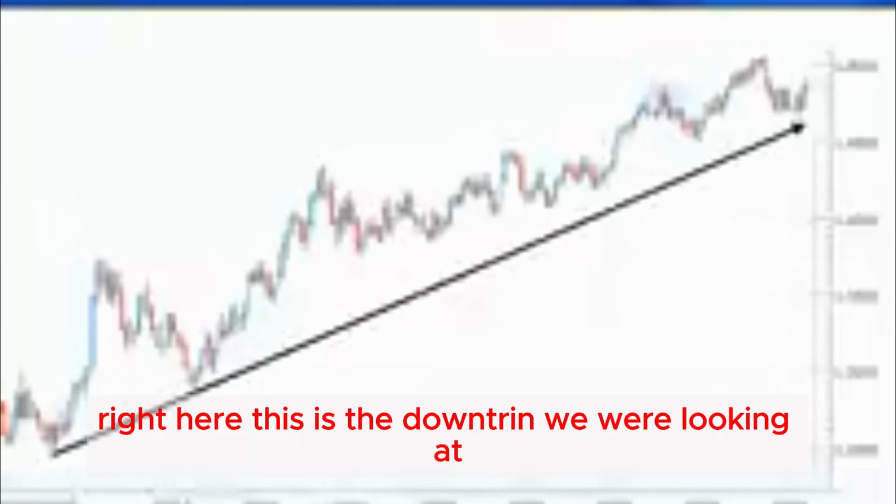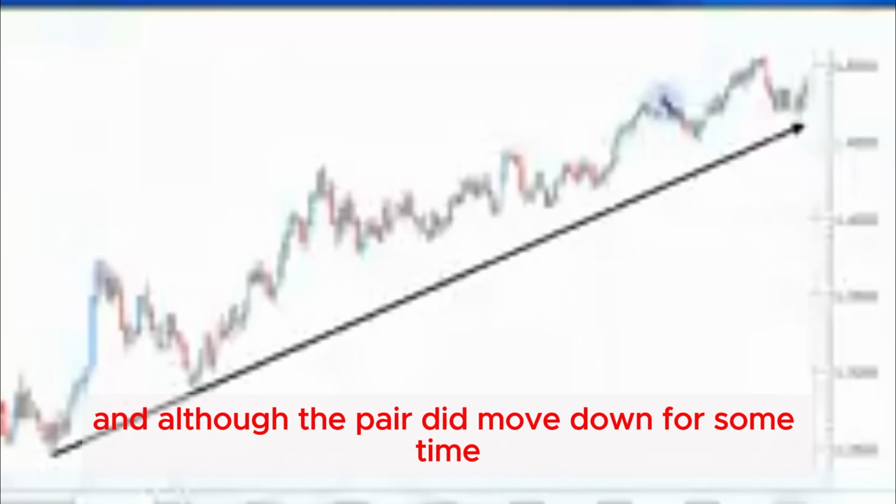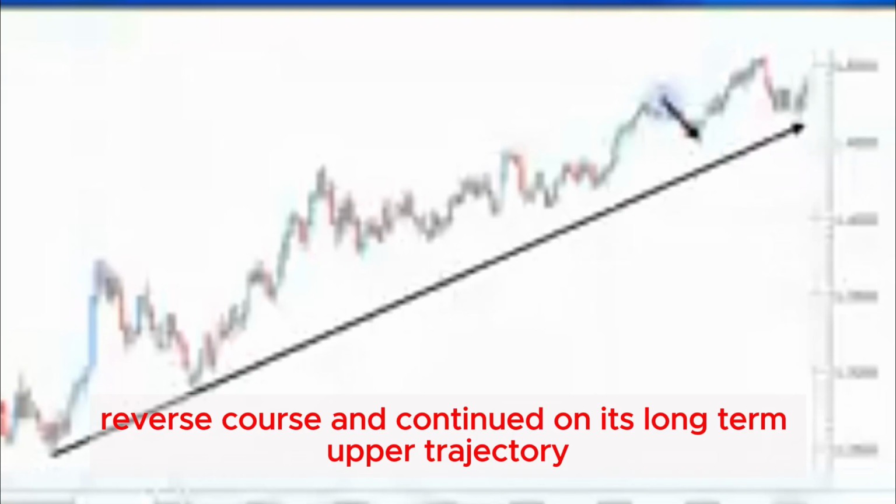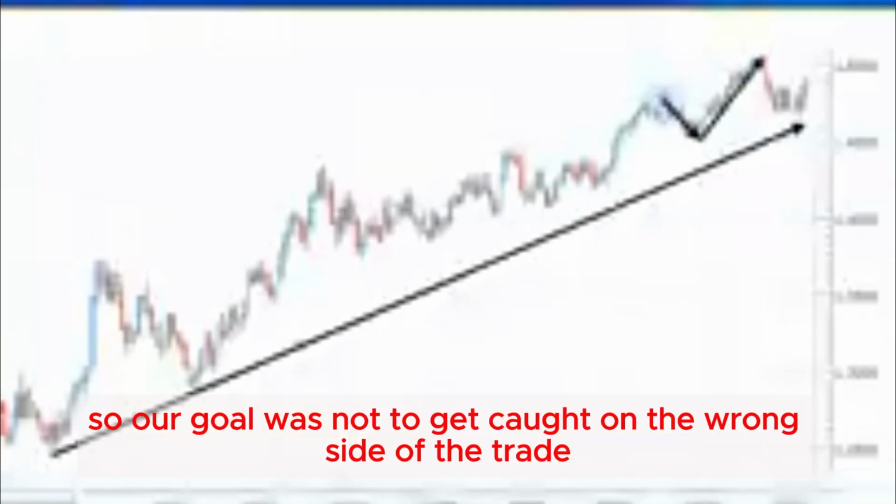Right here, this is the downtrend we were looking at. And although the pair did move down for some time, you can clearly see that it quickly ran out of steam, reversed course, and continued on its long-term upward trajectory. So our goal was not to get caught on the wrong side of the trade.